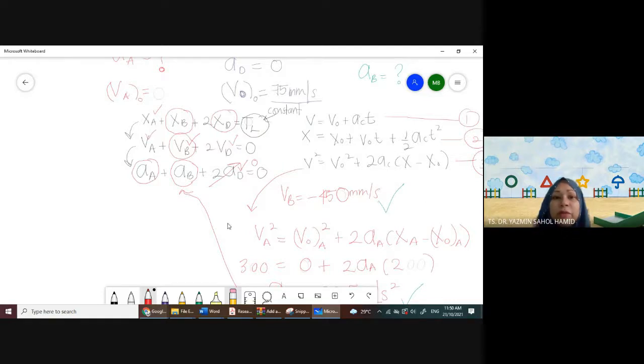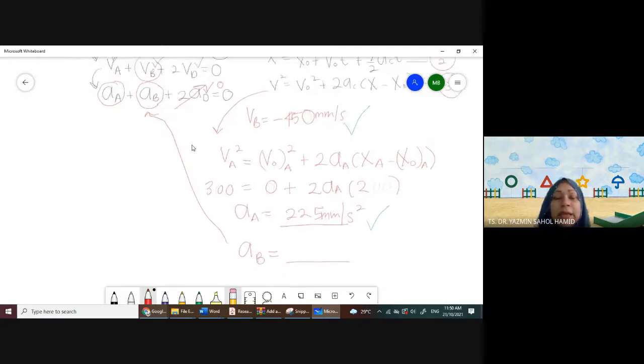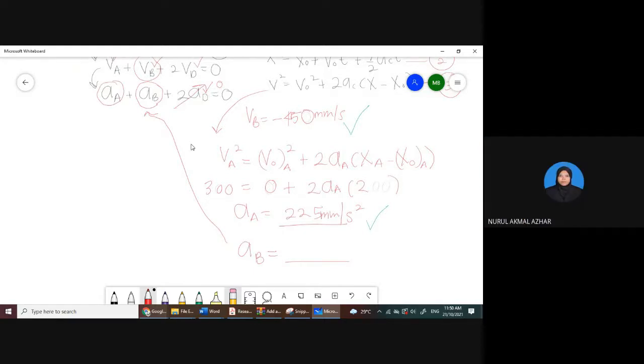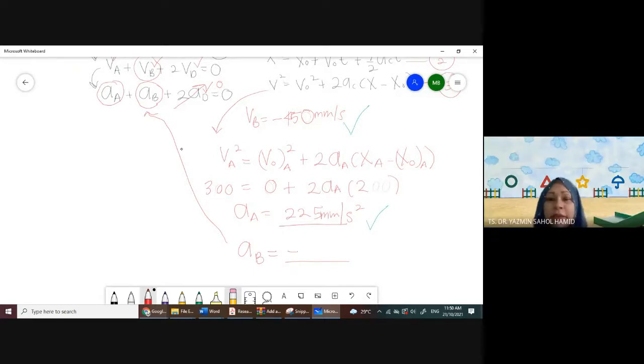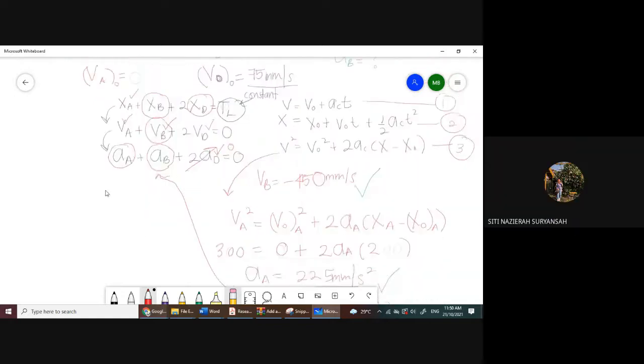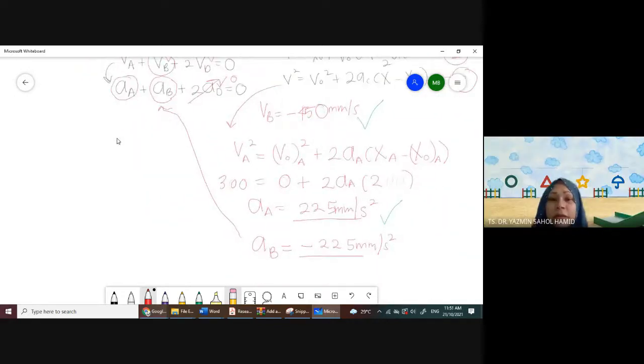So what would you get for acceleration at A? Acceleration at B, sorry. Negative 225. Yes. So what do you think? Millimeter per second squared. So it means that block B is going up or down? Up. Yes, good. Okay, now good. So you managed to get the acceleration at B.